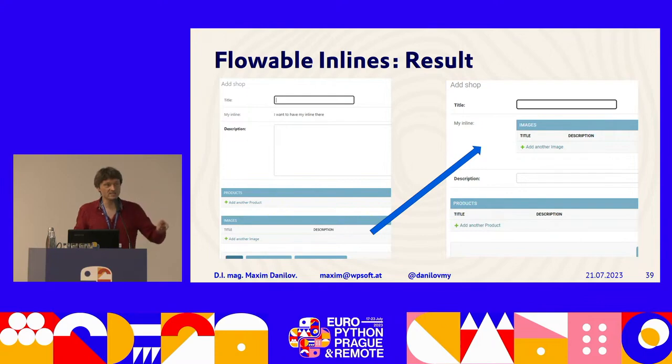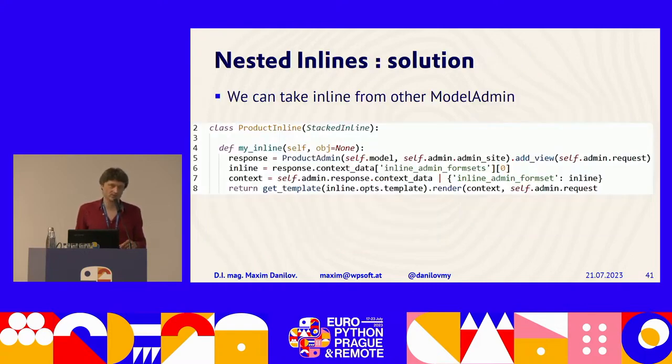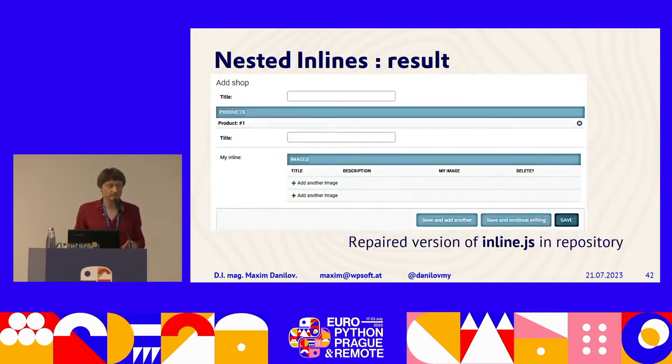But if I go deeper in this idea, what if I want to take some inline from another ModelAdmin and put this inline in place of the read-only field? This is nested inlines, which is already achievable from Django 1.3, but nobody knows about it. Only 4 lines of code. And we have found it works right now.